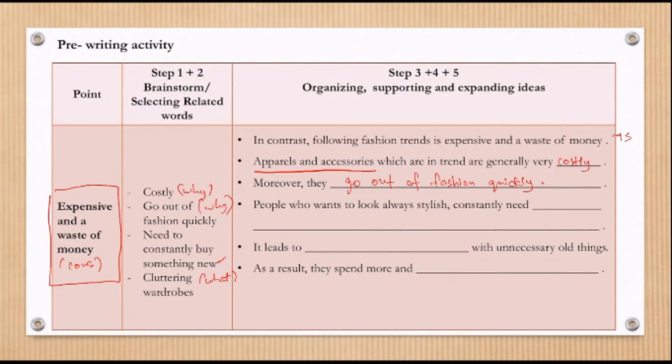Okay, what will happen to people who want to always look stylish? People who want to always look stylish constantly need to buy something. They don't want to be left behind. So that is why they keep following the trend. They keep buying something new. Okay, that is up to date. Okay, it leads to cluttering wardrobes with unnecessary old things. So how does it affect them? As a result, they spend more and more money. When they spend more and more money, it shows they are actually practicing wasting their money. Okay, so done with paragraph number 3.